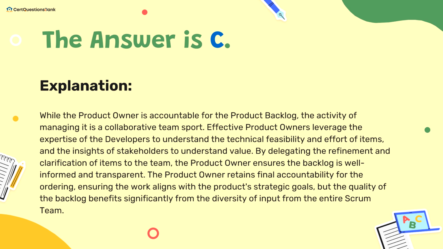By delegating the refinement and clarification of items to the team, the product owner ensures the backlog is well-informed and transparent. The product owner retains final accountability for the ordering, ensuring the work aligns with the product's strategic goals, but the quality of the backlog benefits significantly from the diversity of input from the entire Scrum team.